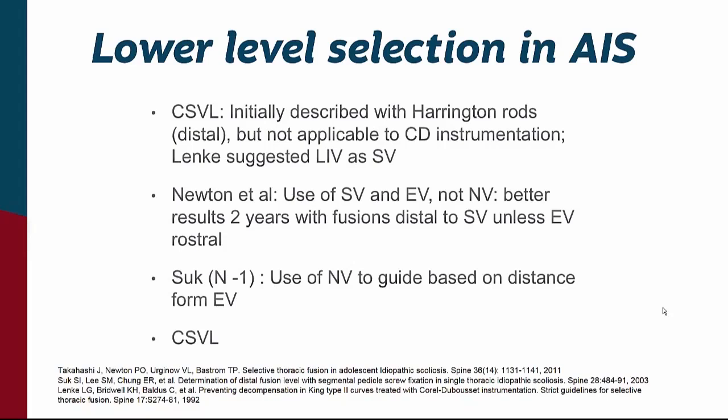In terms of lower level selection for selective fusion, significant variables have been previously reported. The CSVL historically has been used, and the stable vertebra was described by Harrington. However, significant variations have subsequently been published looking at the stable vertebra in relation to the end vertebra and neutral vertebra and the distance from either. A safe guideline is to look at the last substantially touched vertebra, so the last caudal vertebra that's significantly touched, or where the pedicle is at least touched, by the CSVL, and consider using that.